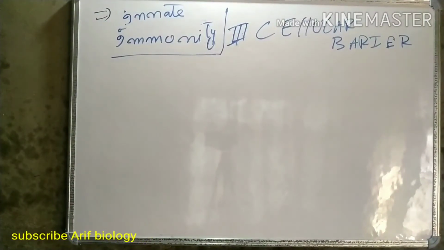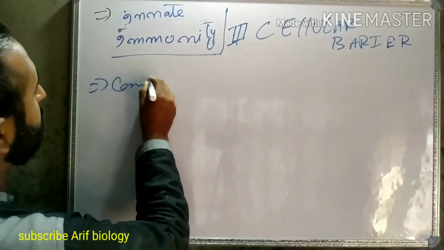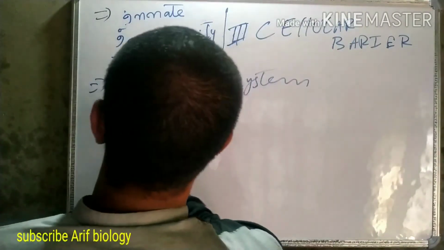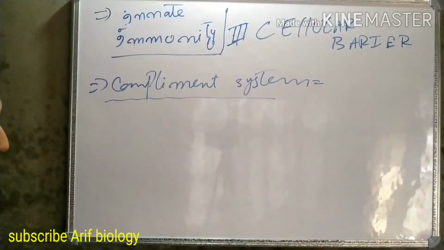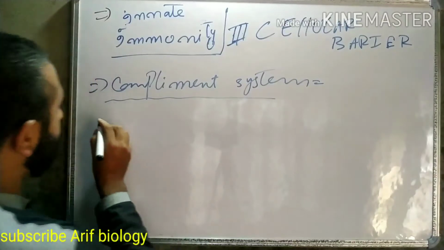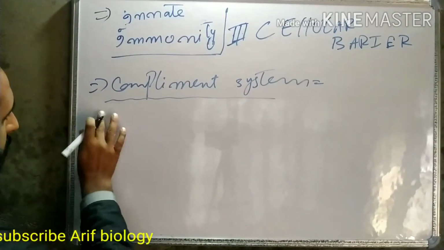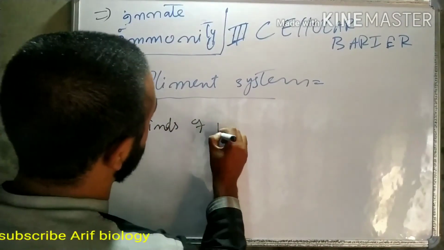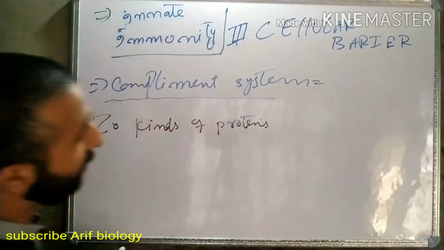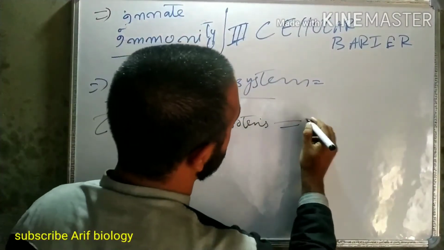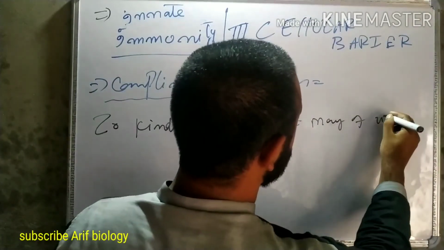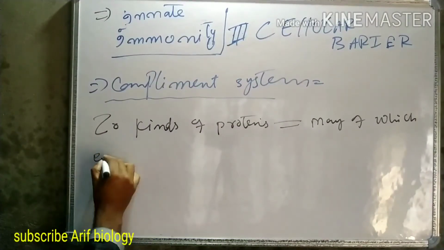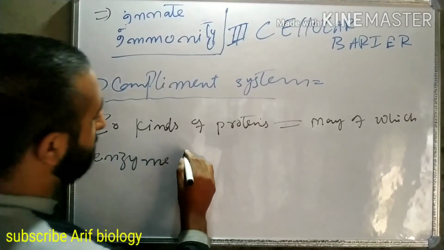Now after this we will study the complement system. It's important. Complement system. What is the complement system actually? These are actually 20 kinds of proteins. Many of which, some of them, are enzyme precursors.